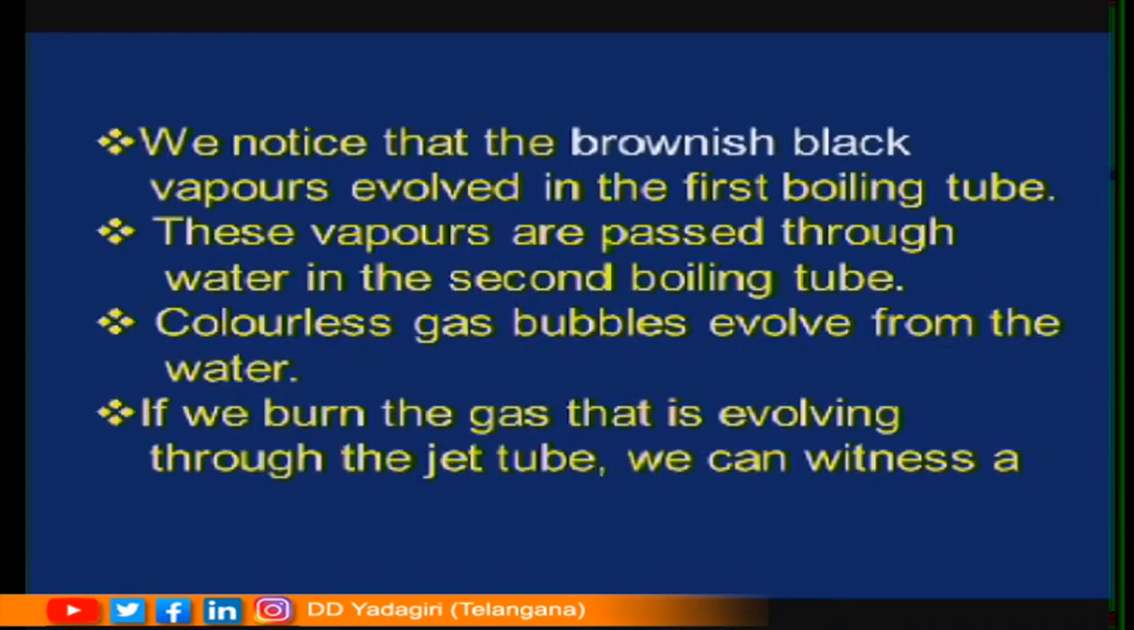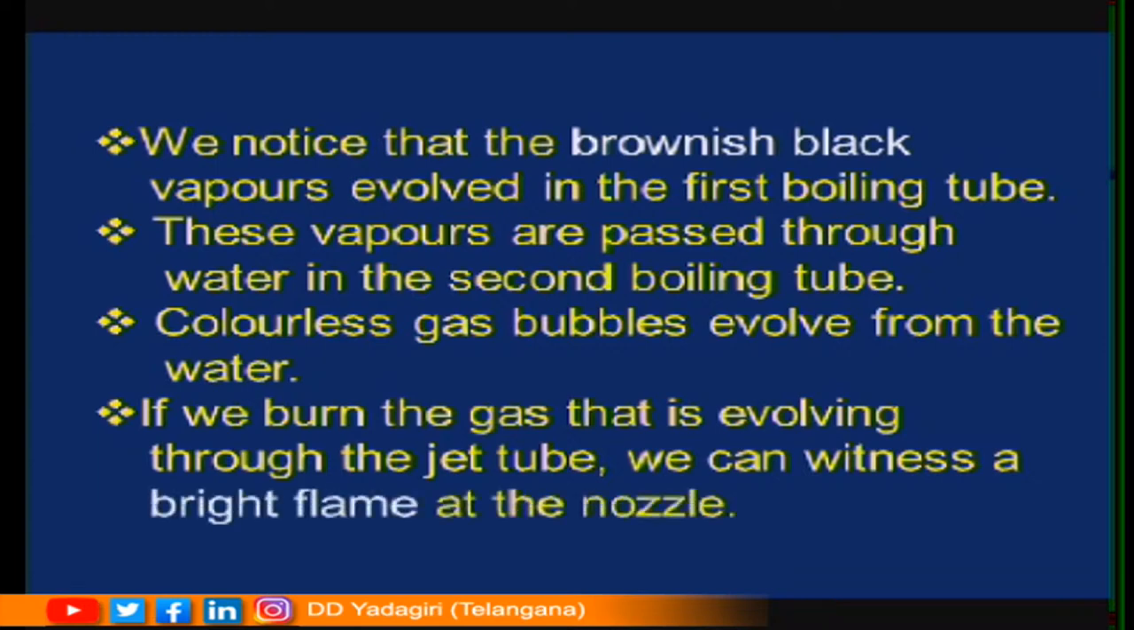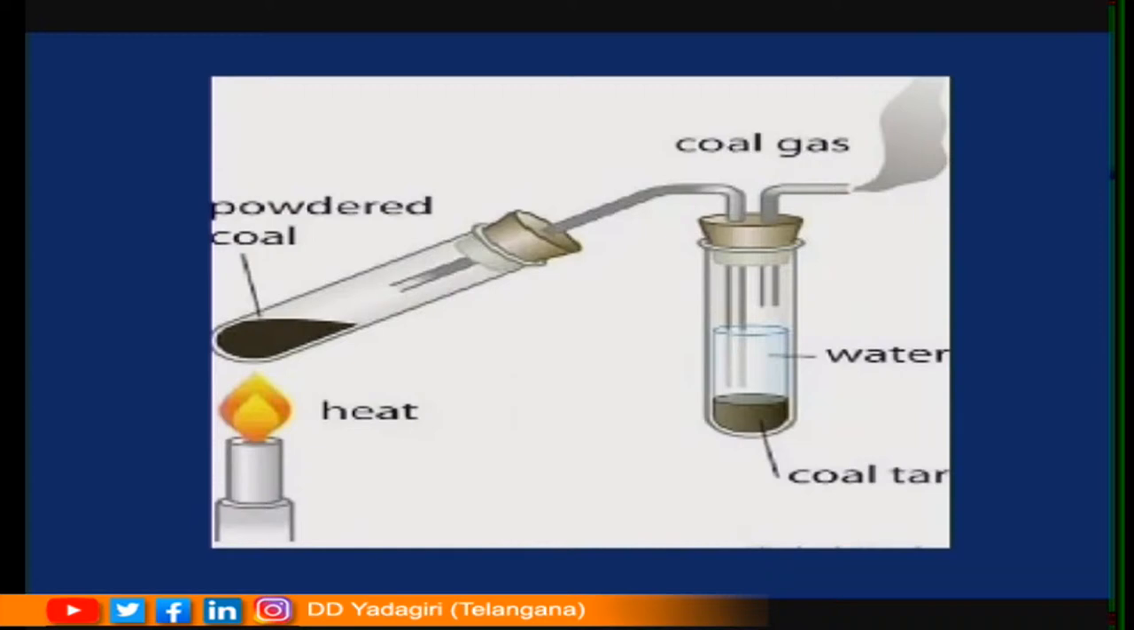Now, we notice that brownish black vapors evolved in the first boiling tube. These vapors are passed through the water into the second boiling tube. Colorless gas bubbles evolve from the water. If we burn the gas that is evolving through the jet tube, we can witness a bright flame at the nozzle. Now, look here, it is a small experimental setup, children.